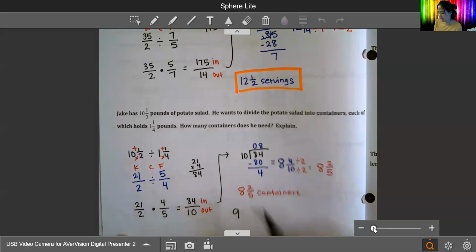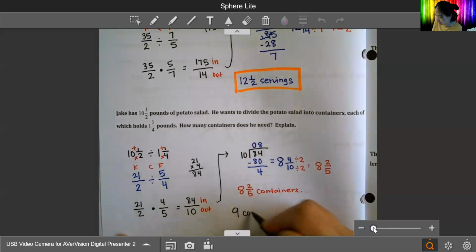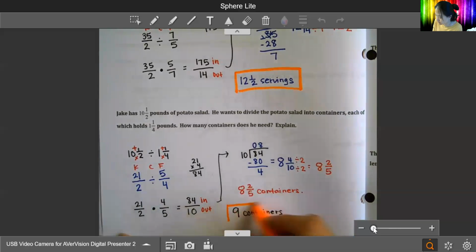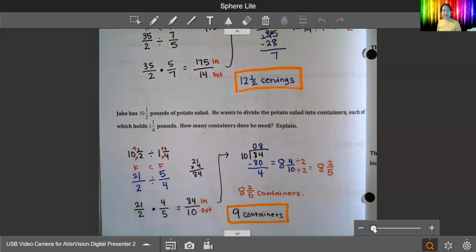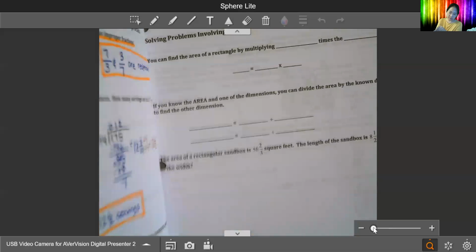Because if he only has 8, then where is he gonna put his 2 fifths of the pounds of potato salad that are left, okay? So he actually needs 9 containers. And that would be the answer. So the exact answer is 8 and 2 fifths. However, because it's a word problem, you have to think about the situation, okay? All right. Now we're going to go on to the next page.